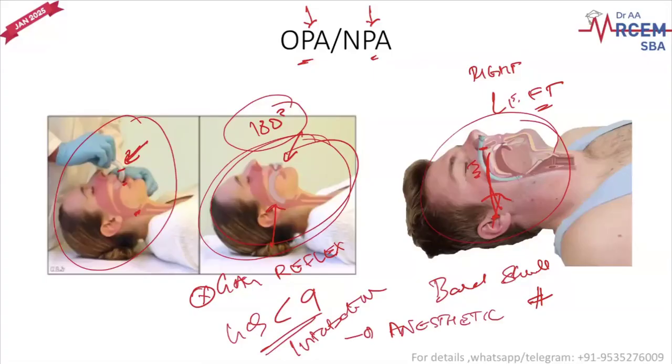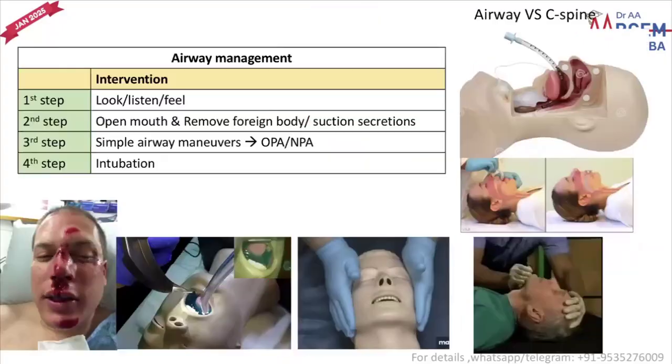If the patient is not able to tolerate an oropharyngeal airway, that means the gag reflex is intact. At that point, the nasopharyngeal airway comes in and is preferred. So always try to place an oropharyngeal airway first. If the patient is not tolerating it, that's when you go ahead and place a nasopharyngeal airway. Before that, always assess the patient and look for any base of skull fracture. If there is no base of skull fracture, then you go ahead and place it.